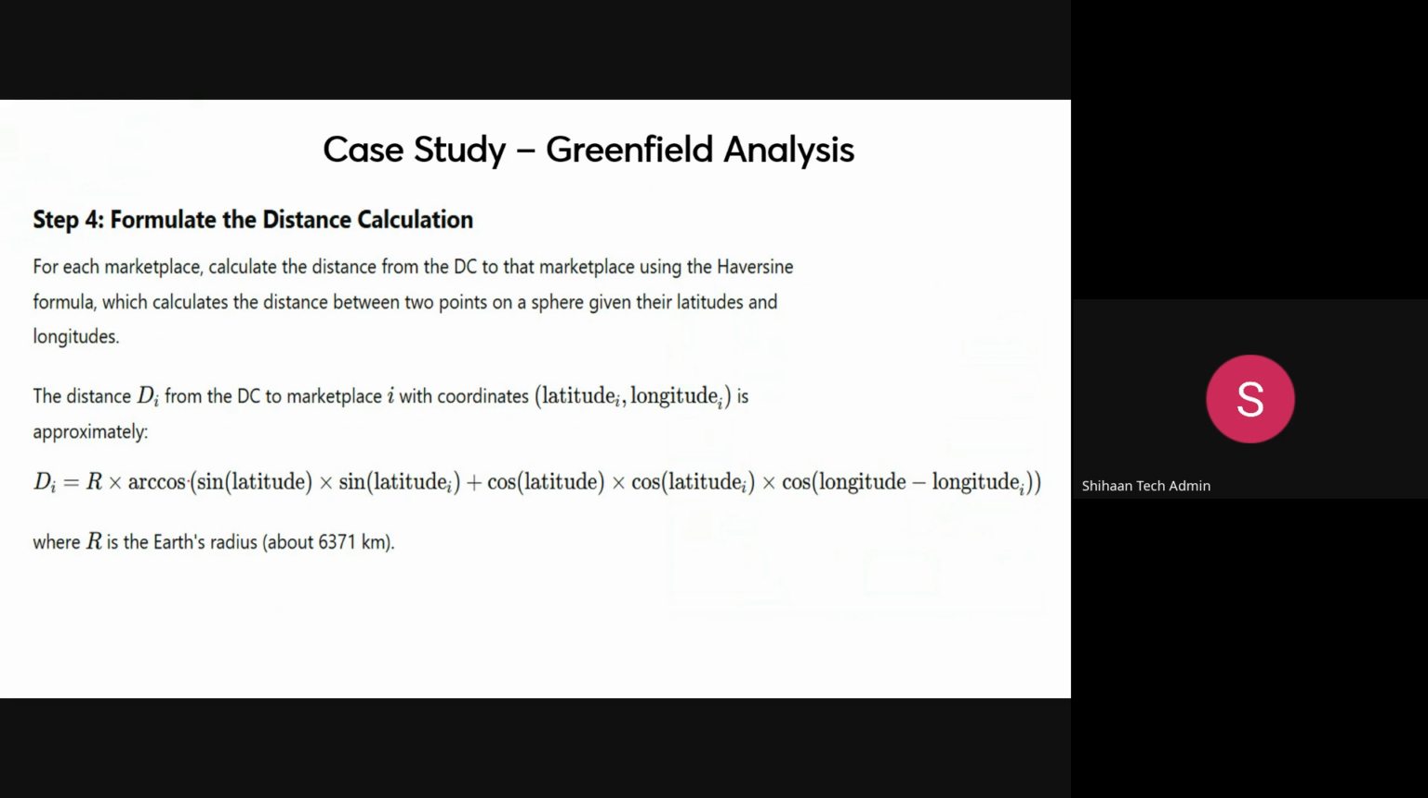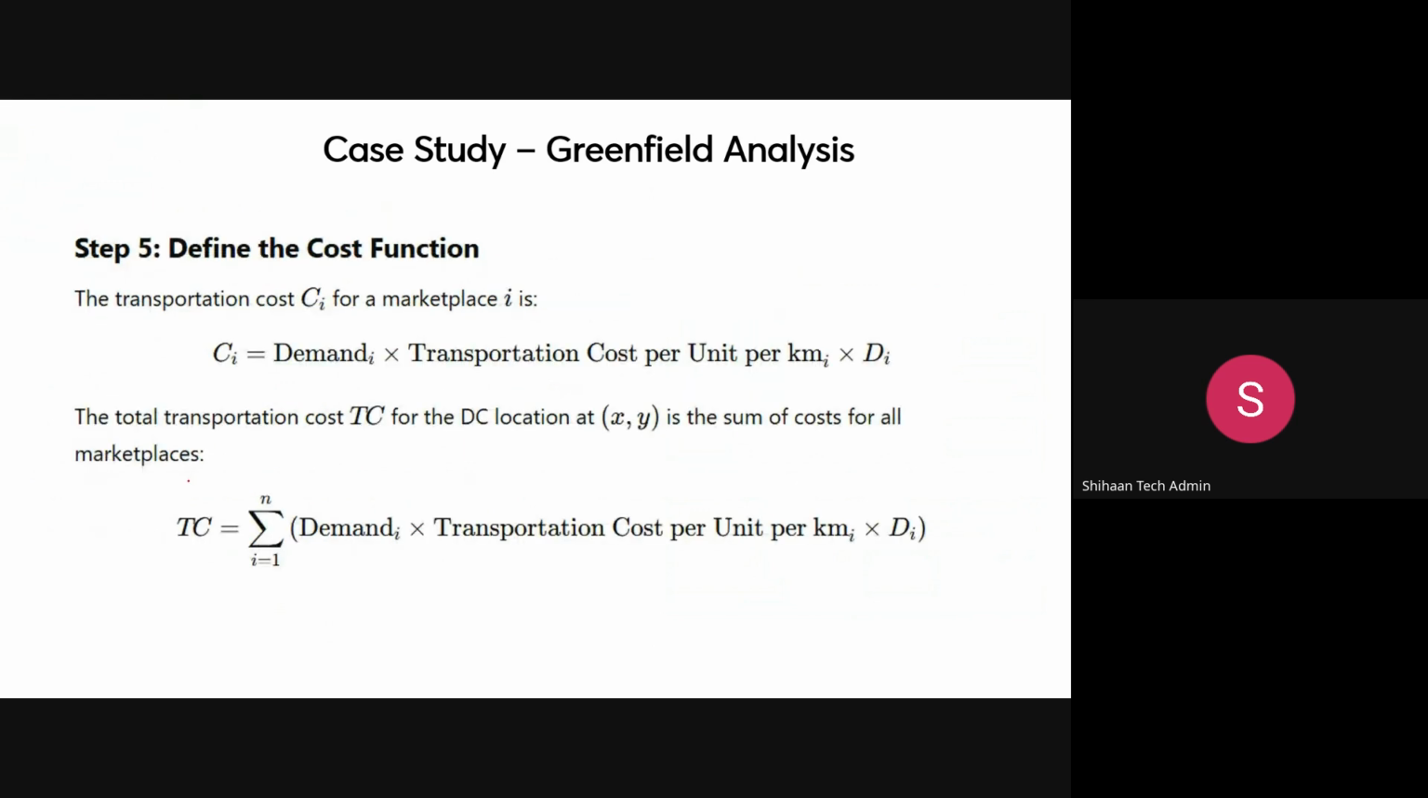Before coming to the formula, this slide, I will come to this slide later. First, let's see what our cost function is, because we are reducing our cost. So our cost function is demand into transportation cost per unit kilometer into distance. The distance here is the distance between the marketplace and the DC. Transportation cost per unit kilometer is given and multiplied by the demand. So this is your cost function.